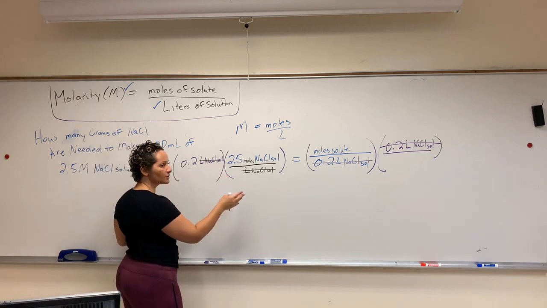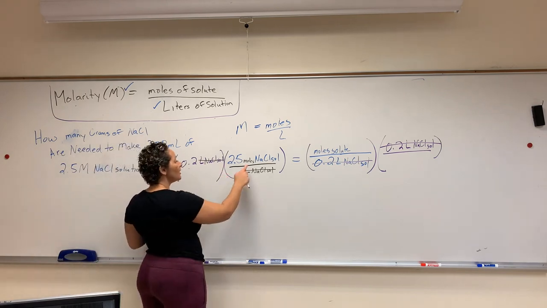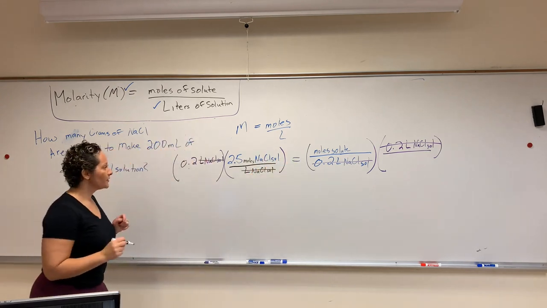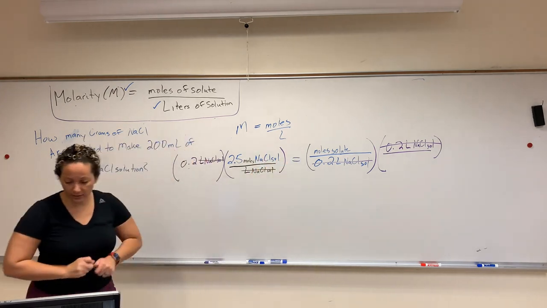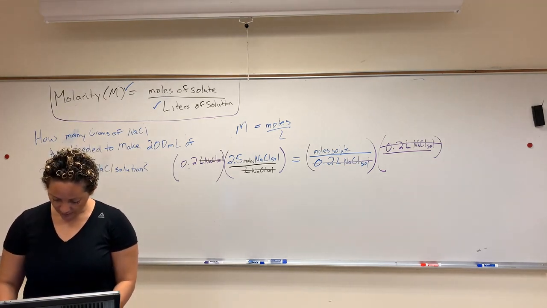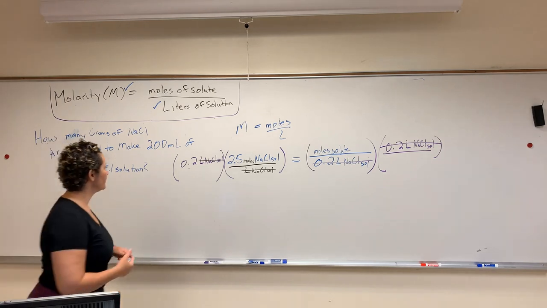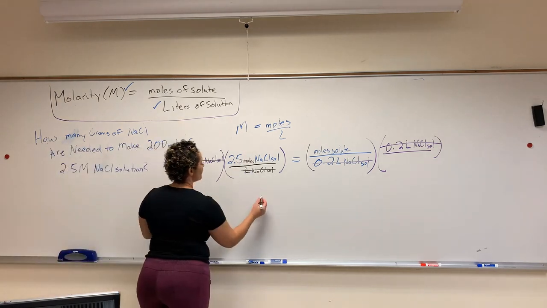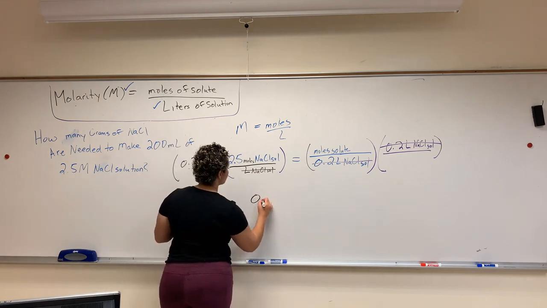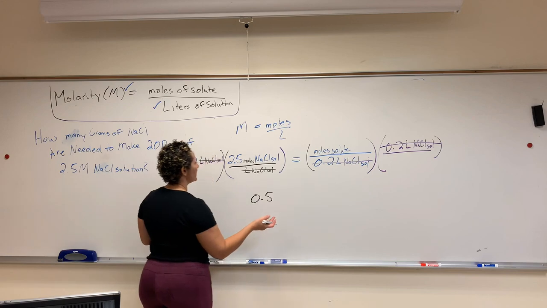You have to cancel the labels. We're chasing labels, left with moles. Well, that's what I want. I want to be left with moles. So let's go ahead and calculate it. 0.2 times 2.5 equals 0.5. Making sure I got my zeros right. I don't have anybody here to correct me.